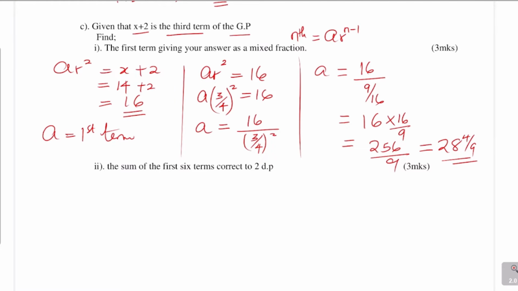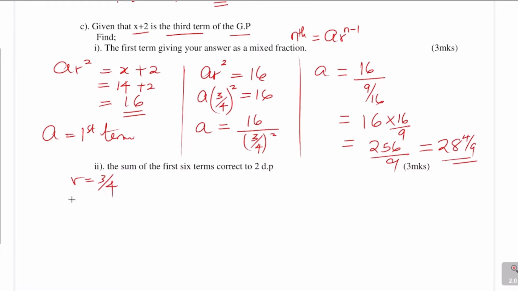Part 2, the sum of the first 6 terms correct to 2 decimal places. So these are the first 6 terms of a geometric progression. For geometric progression, you have 2 formulas for obtaining the sum. One is when r is greater than 1, and the other one is when r, or the common ratio, is less than 1. So in this case, the common ratio, we got it as 3 divided by 4. That is less than 1.